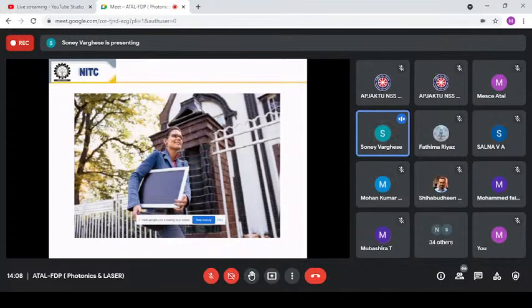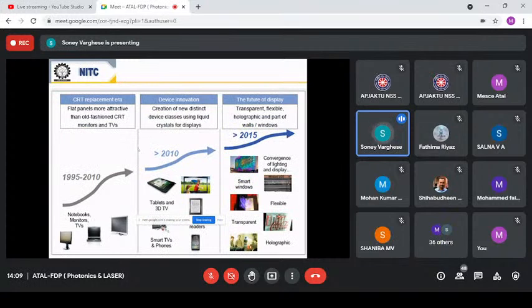Because a lot of convenience is there with respect to power consumption, portability, aesthetic appearance, etc. So there are a lot of advantages with these display devices, right? And you can see that this is the period where the CRTs started being replaced. I think during this period, 1995 to 2010, we started devices for different human machine interfaces, including mobile phones and televisions.